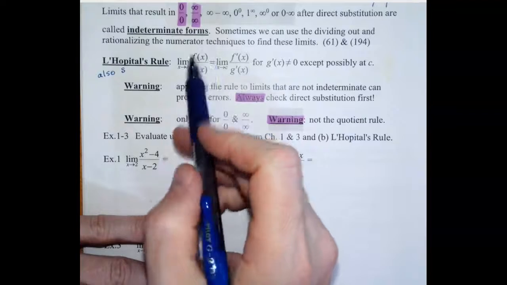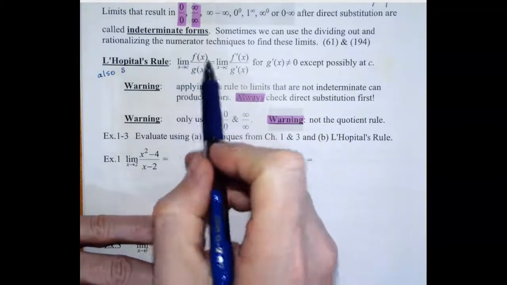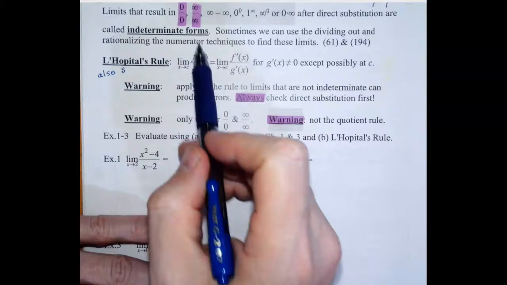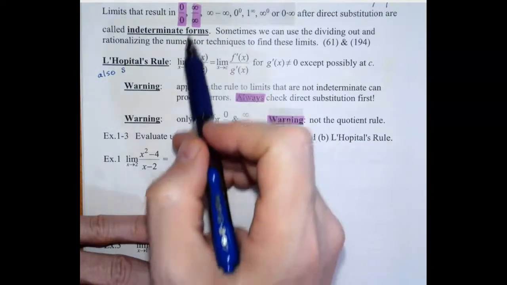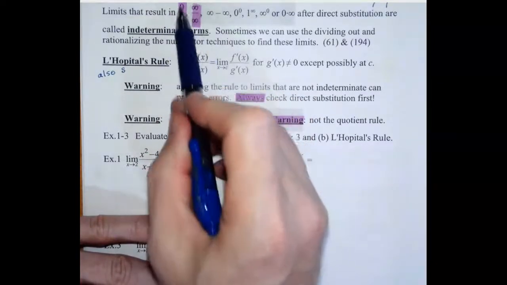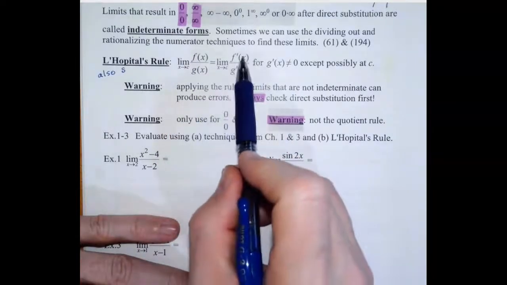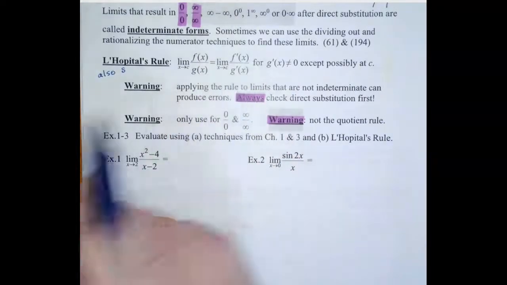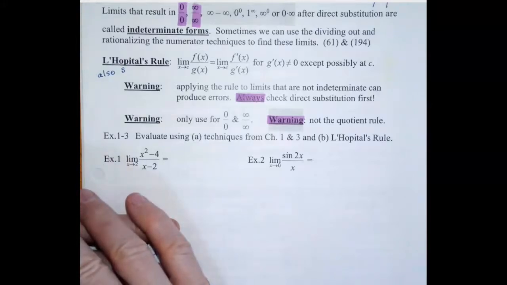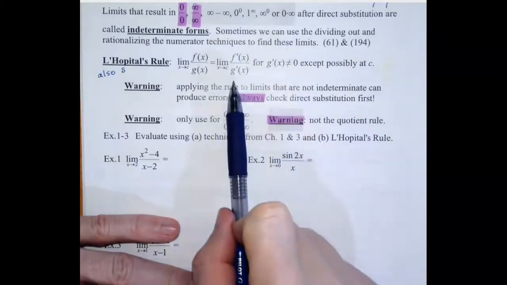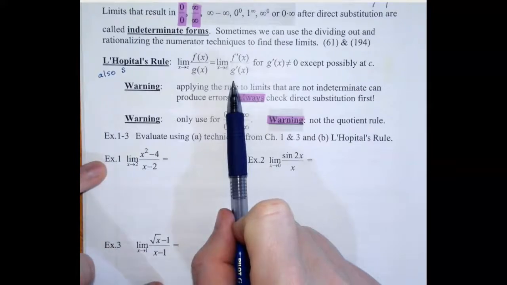So anyway, if we have this limit where we have a rational expression, and when we do direct substitution, if we get one of these cases, and we're going to focus on these two, then what we can do is take the derivative of the numerator and the derivative of the denominator and see what happens, as long as the derivative of the denominator does not equal 0. Okay?